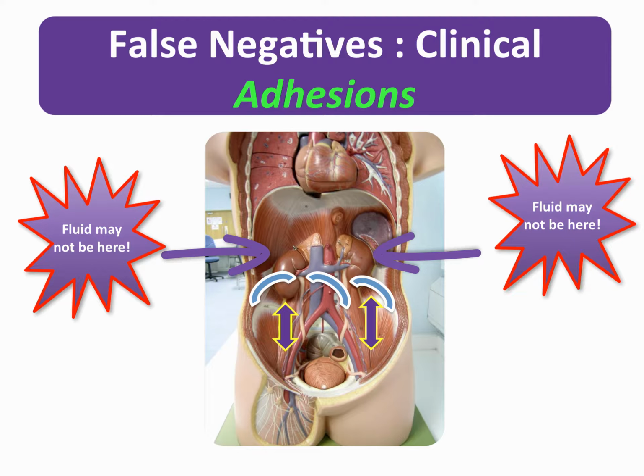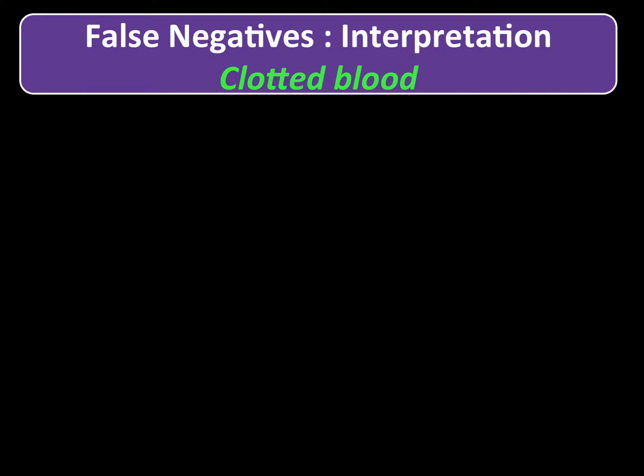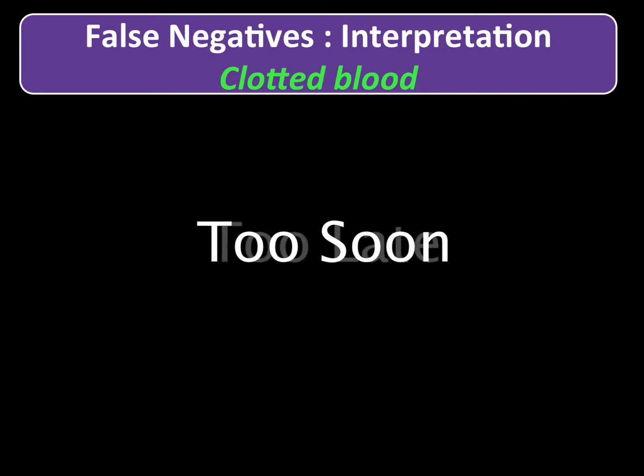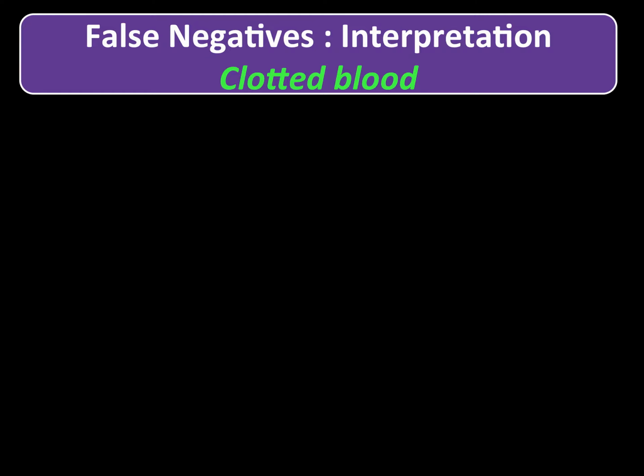So let's now turn our attention to the second category of false negatives, errors in image interpretation. We have previously mentioned how early bleeds could be missed by POCUS owing to the lack of time for fluid to accumulate. Ironically, the opposite end of the time spectrum may also lead to false negatives. As blood pools and clots after time, it may no longer be anechoic, as we expect, but may instead be more of an isoechoic density, and this can be easily overlooked.